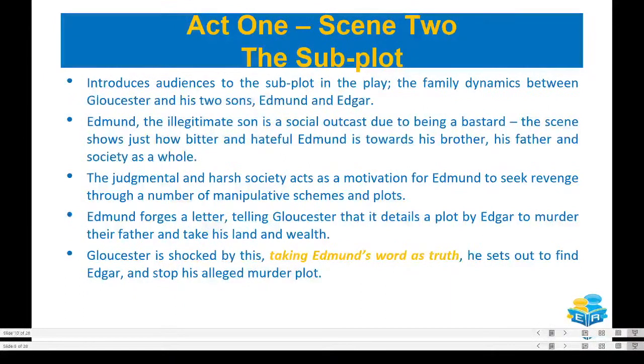So Edmund is the illegitimate son, and he's a social outcast. He's labelled as the bastard by society. Basically, Gloucester had an affair outside of marriage, obviously, and the result of that affair was the illegitimate Edmund. And he's treated badly. So this shows how bitter and hateful Edmund is toward his brother Edgar, his father, and society as a whole. If you want to talk about Edmund for a minute, he really has a chip on his shoulder.